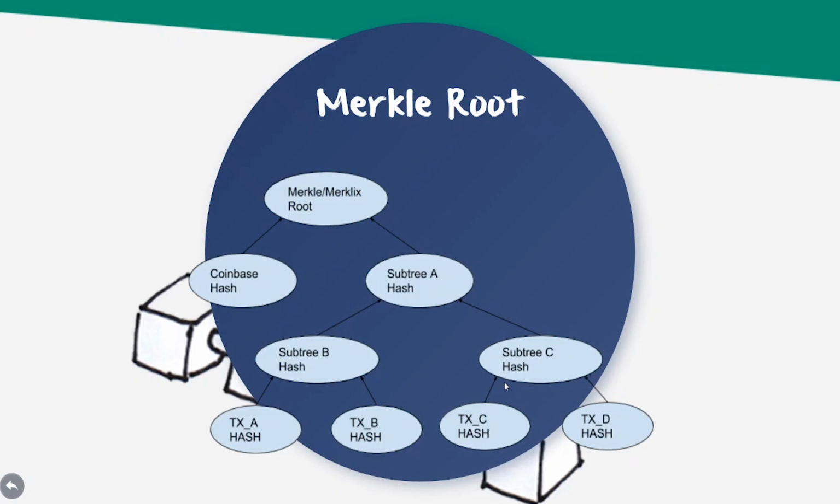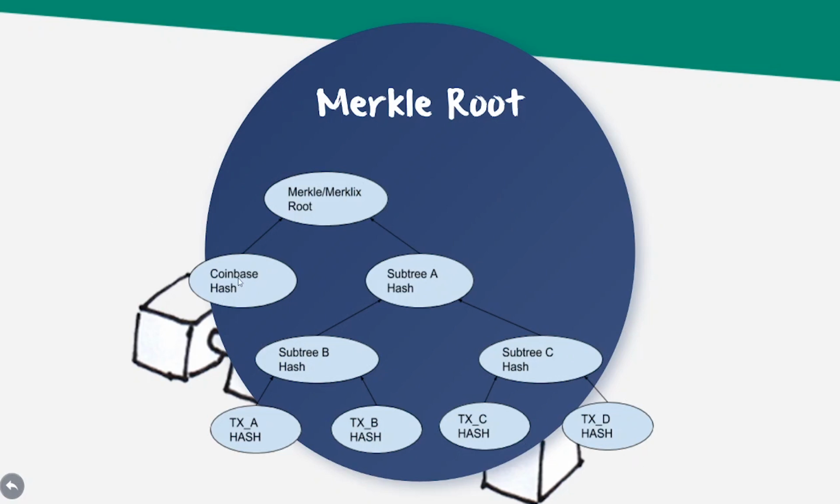And how is it calculated? Well, you take all the transactions you have in the current block. You just take all of the hashes. For example, for transaction A, you have a hash. For transaction B, you have a hash. You hash them together, you have a subtree B. You have a subtree C. You hash them again together until there is only one hash left.